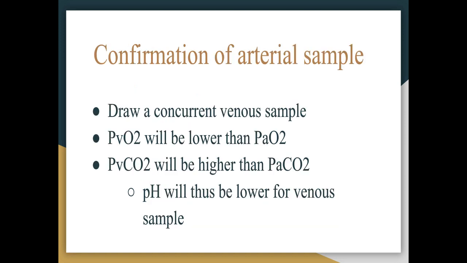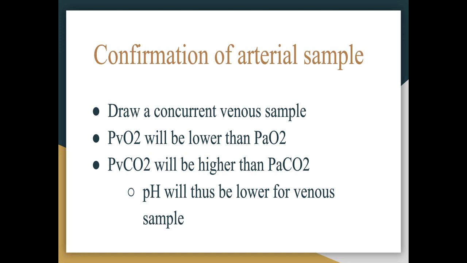It is important to confirm that you have drawn an arterial sample when evaluating your arterial blood gas. This is especially true because in hypoxemic patients, the PaO2 may be significantly low, and therefore it can be confusing whether this is a venous or arterial sample. The best way to do this is to draw a concurrent venous sample. Evaluation of the two samples will show a lower PO2 for the venous sample than the PaO2.